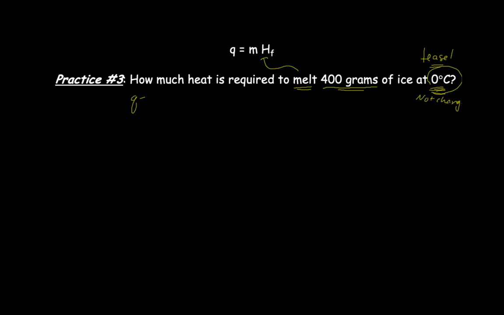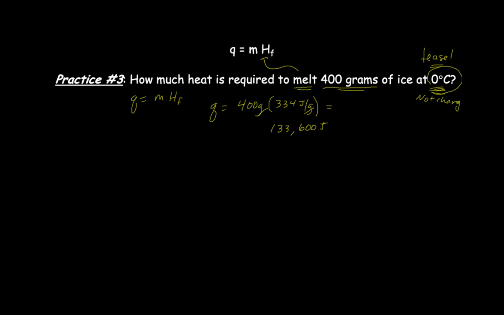So I'm going to take Q equals the mass times the heat of fusion. So I'll simply say Q equals 400 grams times 334 joules per gram. And again, if you're dimensional analysis fans, the grams cancel with grams, and yes, we're left with joules. Okay, so I'm going to do this on my calculator right now. I'm going to take 400 times 334, and I'm going to get 133,600 joules.